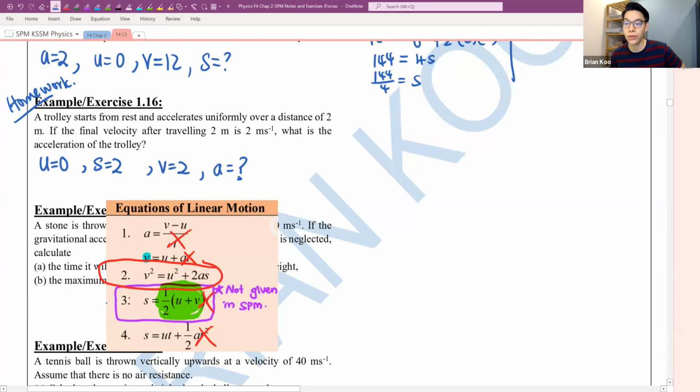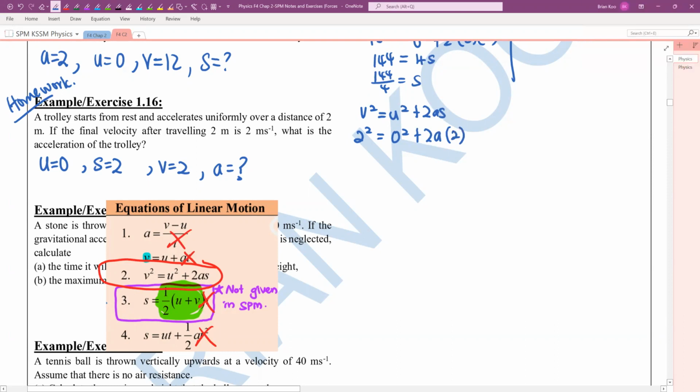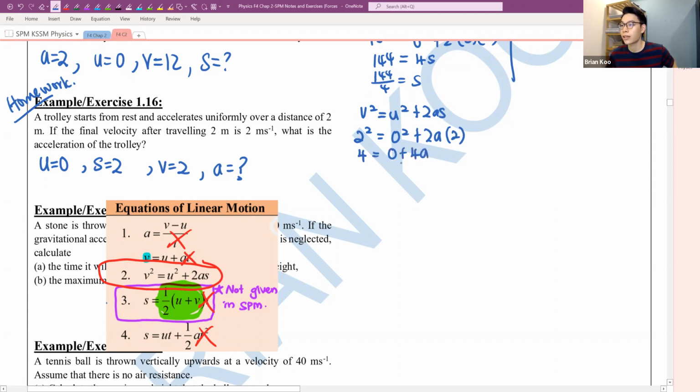Just remember to memorize number 3, because number 3 they won't give up. So you get your exam paper, you write down number 3 first. Okay, and then V is 2, U is 0, A is what we want to find, S is 2. Okay, slowly multiply. 0 is just 0. This one is 4A. So 4A equals 4. A equals 4 divided by 4.